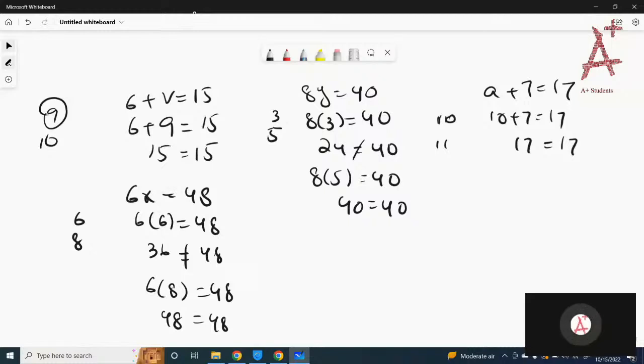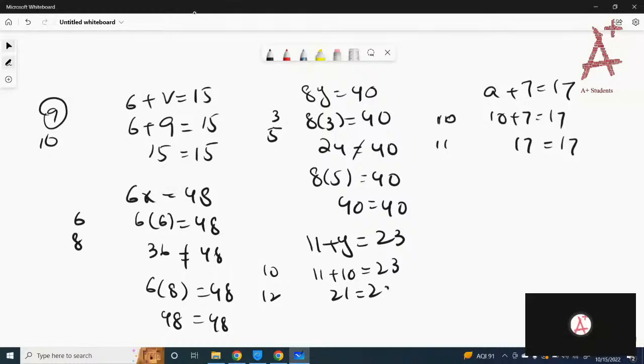Okay, the next one is 11 plus y equals 23 and the options are 10 and 12. Just check for the first one. 11 plus 10 is 21. That means that is not the solution of the equation. Just check for the second one. 11 plus 12 is 23. That means the solution of the equation is 12. So select the correct option and click on the OK button.